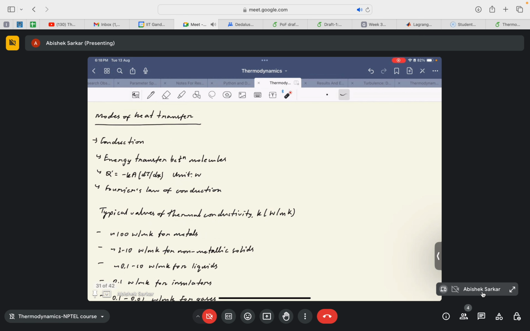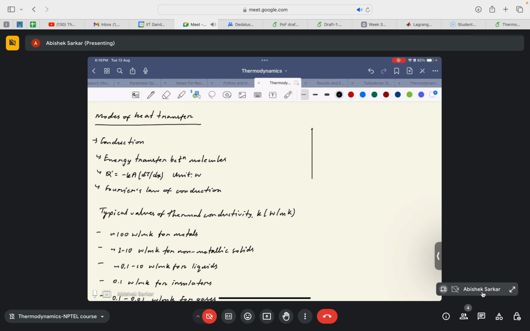For conduction, the governing equation is Fourier's law of heat conduction. The net rate of heat transfer is equal to minus kA delta T by delta x, where delta T is the net temperature difference between the two points, and delta x is the distance between those two points. I'll use a diagram to help you understand.